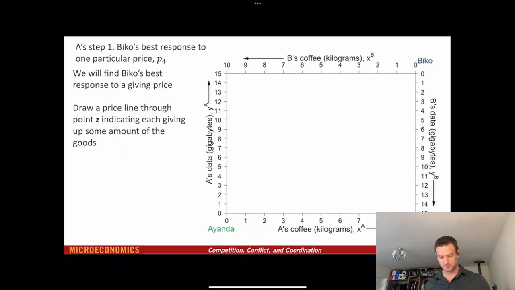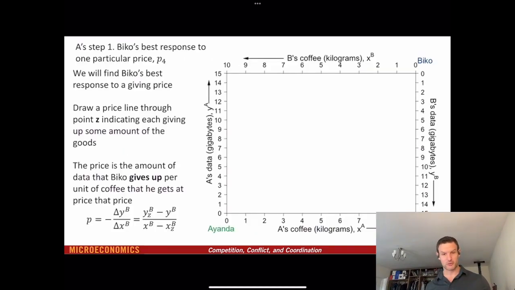All right, so we're going to find Biko's best response to a given price. We're going to draw a price line through point Z, indicating each giving up some amount of the goods, and the price is the amount of data that Biko gives up per unit of coffee that he gets. So ignore that additional word price there. So if we have point Z over here, right, and that we draw some line, imagine we had some line, and I'm not even going to be thinking about some utility maximizing point here, but imagine we choose some other point on that line. I'm going to call that point B, right?